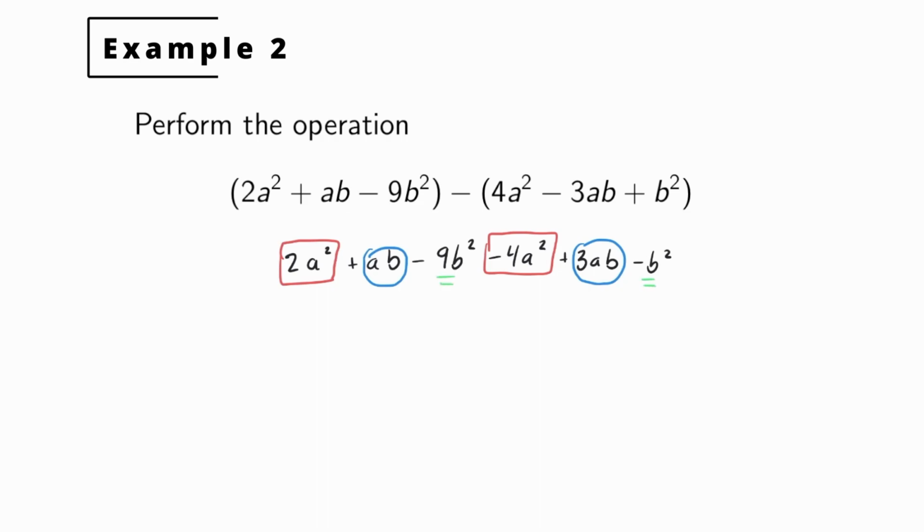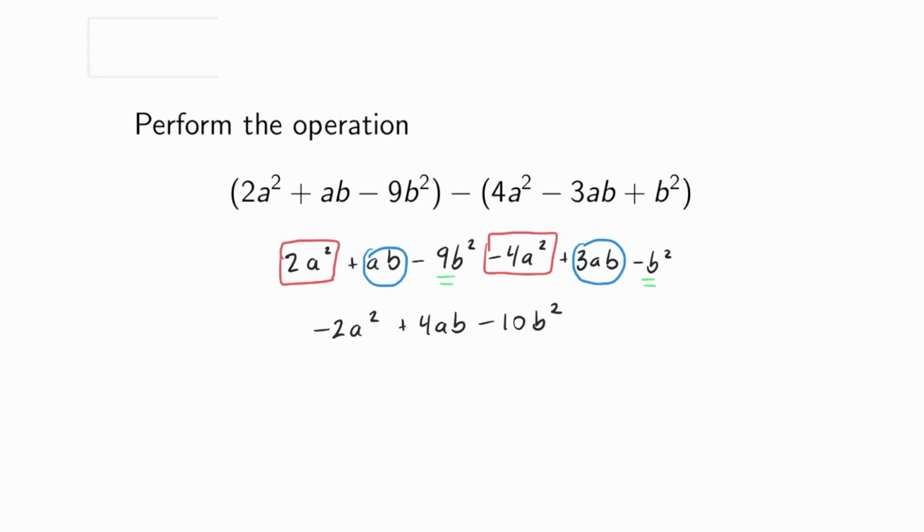Okay, so now just add up the like terms. 2a squared minus 4a squared is going to give us negative 2a squared. For ab, it's 1ab plus 3ab gives us 4ab. And then finally, negative 9b squared minus b squared. So negative 9 minus 1 would be negative 10, so we get negative 10b squared, and that's all.